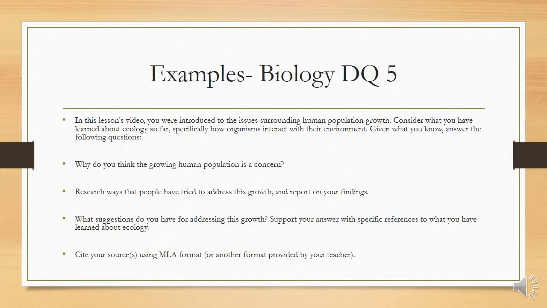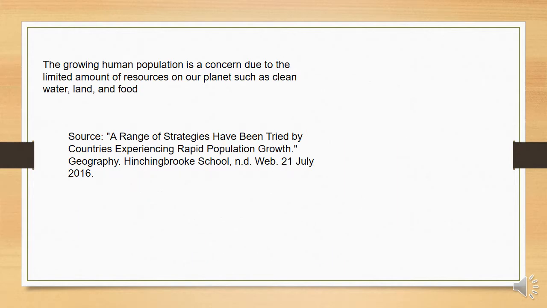All right, so let's look at a couple of biology discussions. Biology discussion question 5 said, in this lesson's video, you're introduced to the issues surrounding human population growth. Consider what you've learned about ecology so far, specifically how organisms interact with their environment. Use that information to answer the following questions. Why do you think the growing human population is a concern? Research ways that people have tried to address the growth. What suggestions do you have? And cite.